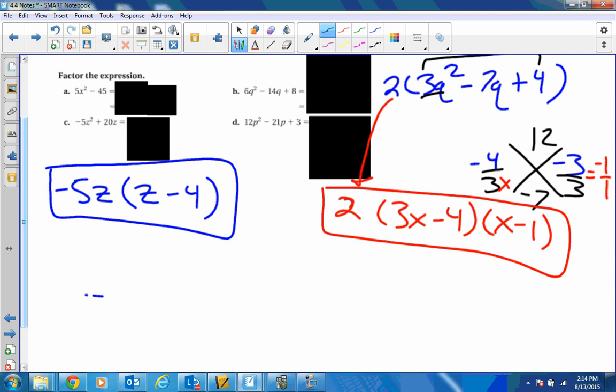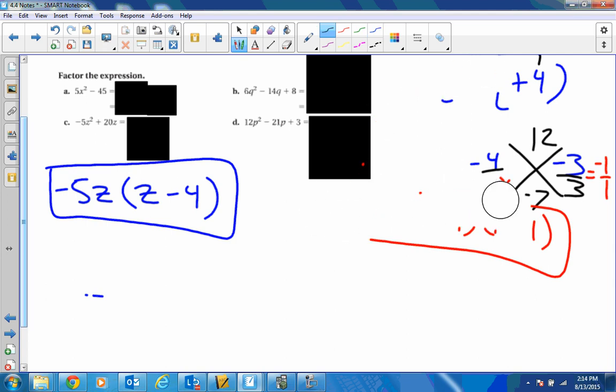Okay. And the last one, D, I'm going to erase B because, again, I ran out of room.